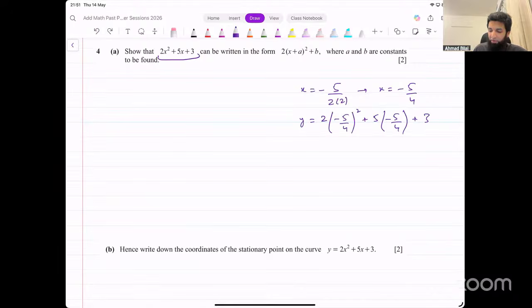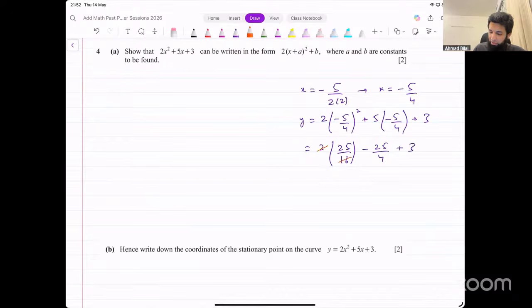Of course, the standard way, all of you, I think, already know. Take 2 common, divide the coefficient of x by 2, after that, square that, add that, and subtract that, and so on. That will also work. This is an alternative. If I do it this way, what do I get from this? 2 into minus 5 over 4 squared, that will be 25 over 16, minus 25 over 4 plus 3. Okay, let's do some simplification.